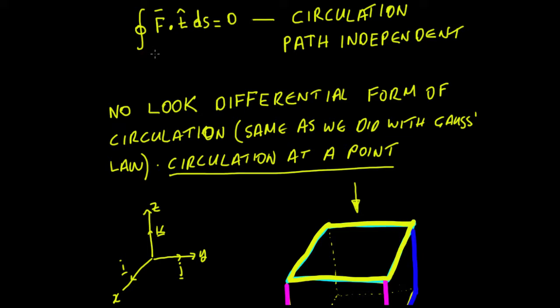Now what we want to do is find this value of circulation, but we want to look at the circulation at a point, rather than around this closed loop. So the idea of curl really is the idea of looking at the circulation at a point.